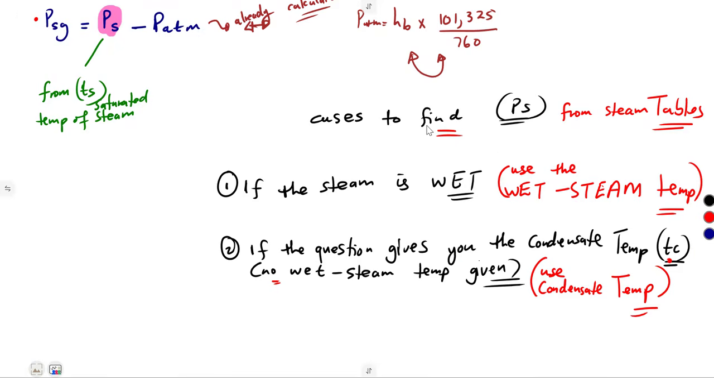So, no superheated steam, PS pressure at wet steam temperature. We're not given that, but they gave us the condensate temperature. We use that one to find our PS, the pressure for the what? For the steam. Atmospheric is already there.